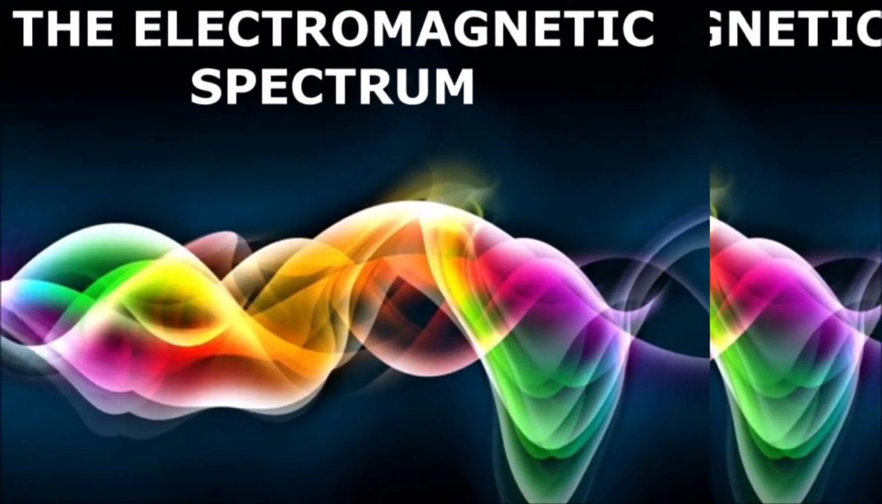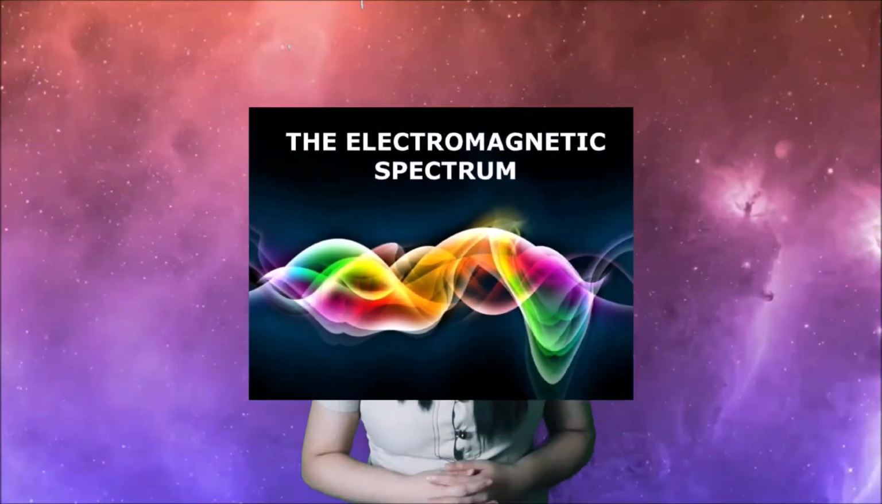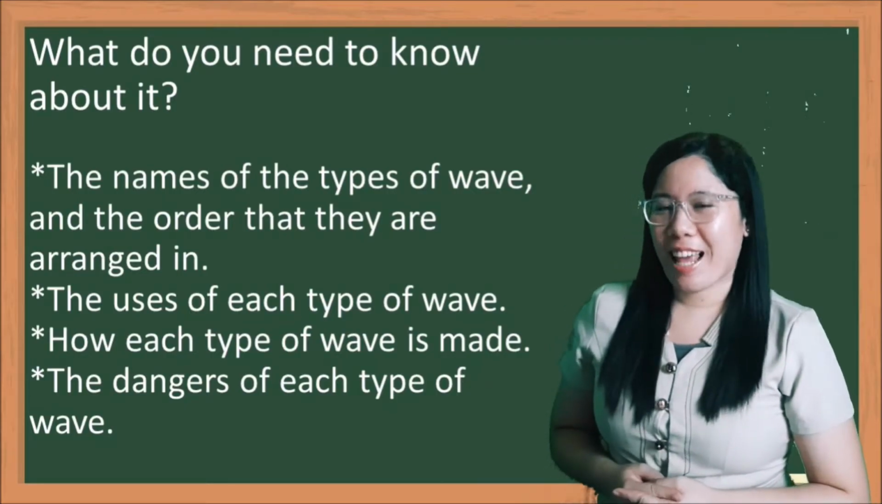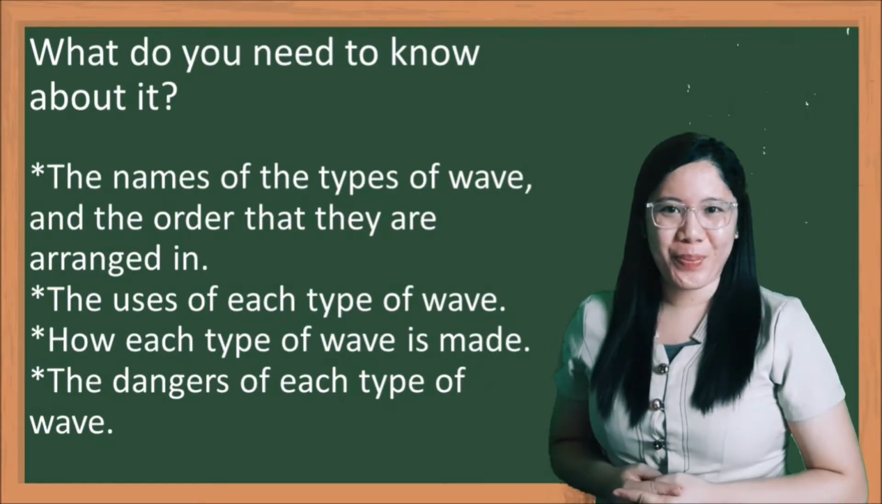For today's exploration, you will learn about the electromagnetic spectrum. Scientists have found that many types of waves can be arranged together like notes on a piano keyboard to form a scale. I am excited to explore these concepts with you today. What do you need to know about our electromagnetic spectrum?